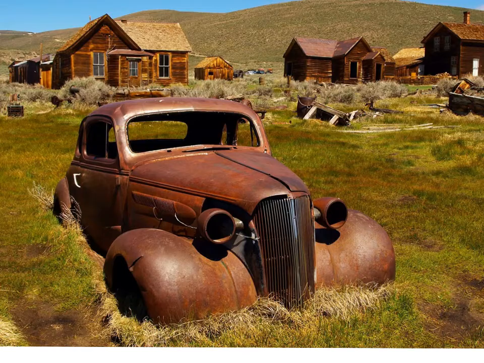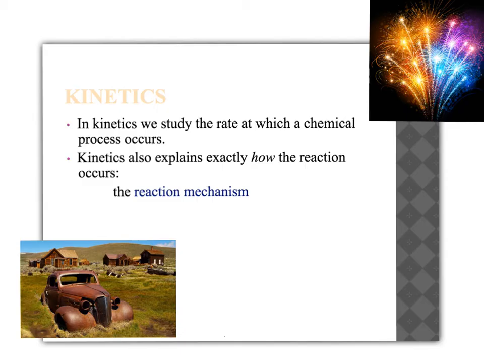Some chemical reactions, like fireworks, happen very quickly, while others, like rusting, occur very slowly. Chemical kinetics is the area of chemistry that deals with the speeds or rates of reactions. The rate that a chemical reaction proceeds at depends on a few factors.